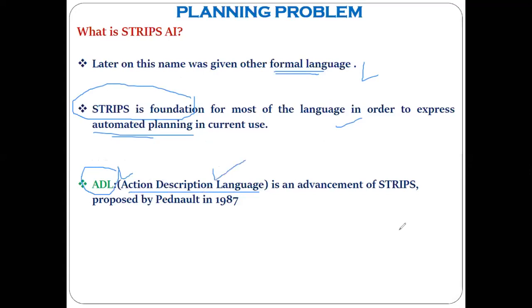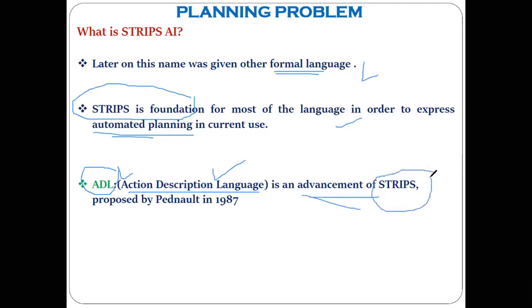What does ADL stand for? Action Description Language. It is simply the advancement of STRIPS, proposed by Pednault in 1987. It is also like STRIPS, but some new features, or new functionality, are available in ADL, Action Description Language, as compared with STRIPS.